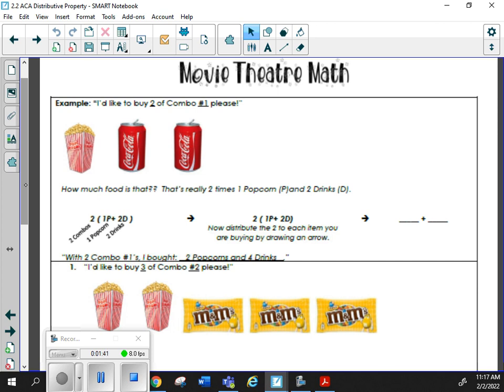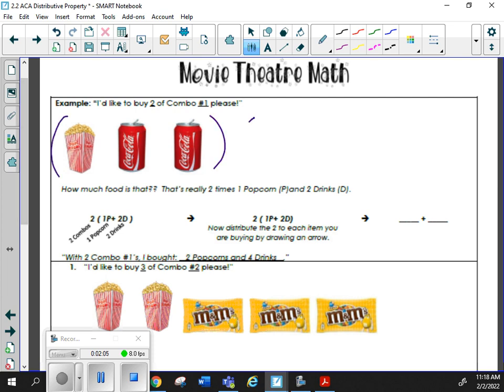So let's look at this. It's saying I'd like to buy 2 number 1s, please. Okay, and so what this picture shows is what's in a number 1. So what do we see? I see 1 popcorn and 2 Cokes. If I want 2 of those, I'm going to draw it out. So that's one of them. I want another number 1, so I need another popcorn. I'm going to draw a box with P in it. Are y'all okay with that? Okay, y'all can draw it on yours as well.